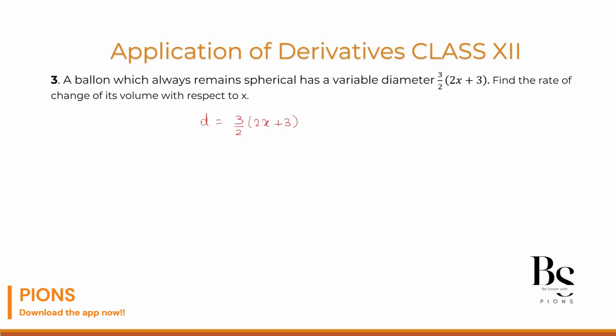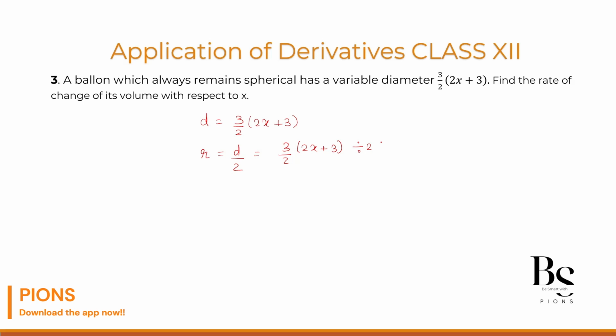Find the rate of change of its volume with respect to x. We have to find the change of the volume with respect to x. But first, we have to express our volume in terms of x. And how do we do that? First, we will find the radius. So radius is nothing but diameter divided by 2. So if I divide this 3 by 2, 2x plus 3 divided by 2.